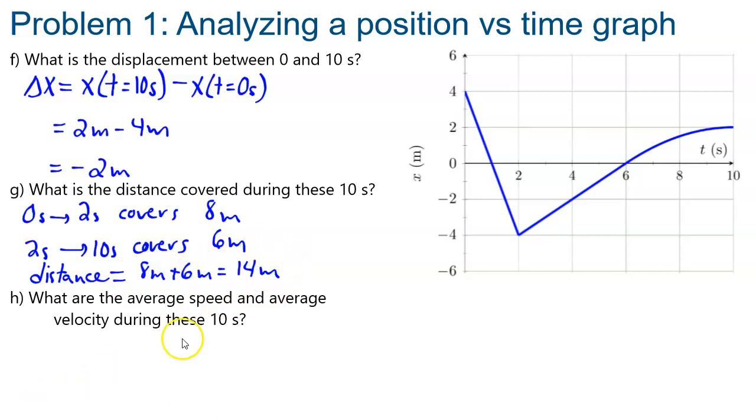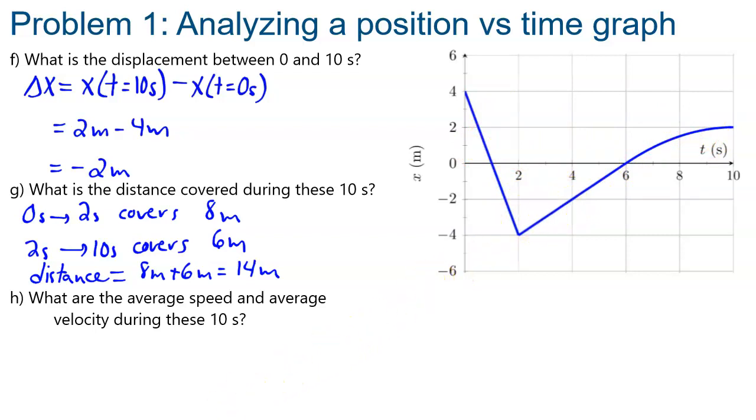Part H, we want to find the average speed and average velocity during these 10 seconds. You have to be careful. Often people try to find the speed at one moment, speed at the other moment, and then just take an arithmetic mean of all of that. That's not how to do it.